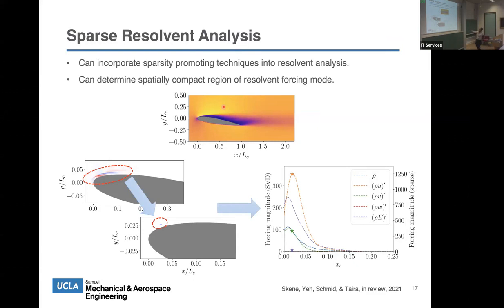And if you do, here's a coordinate along the chord. You can now see that if you do the regular version, you get these curves, the dashed lines, for each of the variables: rho u prime, rho v prime, rho w prime, rho e prime. But if you use the sparse version of the resolvent, it gives you these star values. So now I'm going back to the point of what kind of actuator I should use and where. I can now pinpoint that this location, the 2% location of the chord, is exactly where we should be placing our actuator.